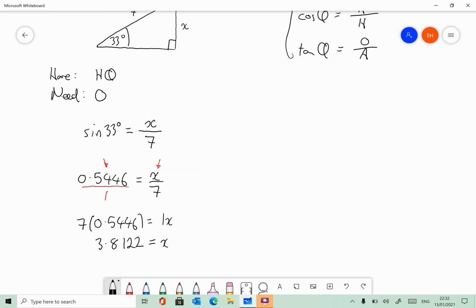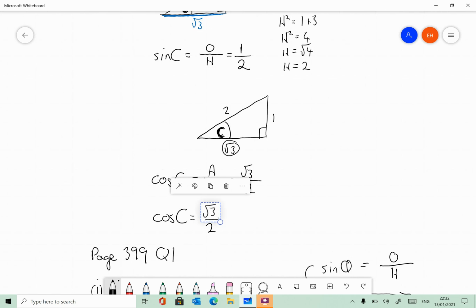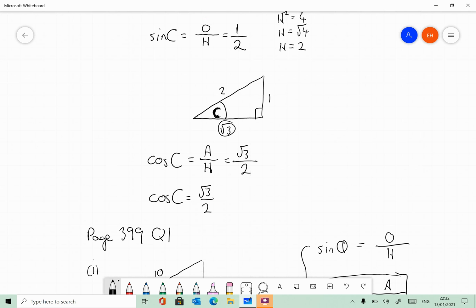So that's up here. Up here, we were forced into leaving it as c because there was no number given to us, so we just had to leave it with cos c is equal to that, and we couldn't really work out anything.